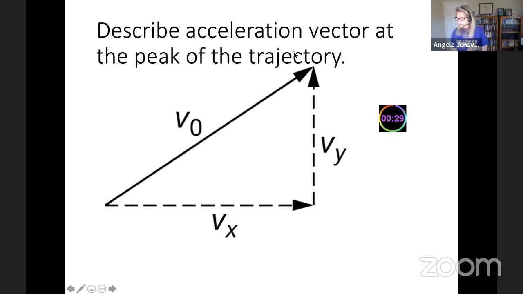Okay, so should we type it? Describe the acceleration vector. The acceleration vector points downward with magnitude g. How about that? I hope you guys got that.